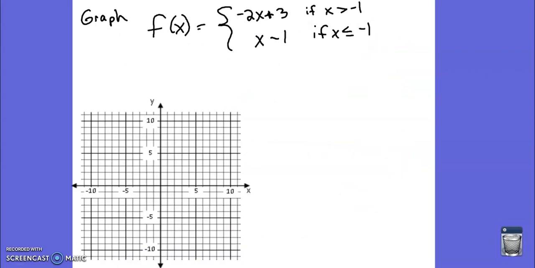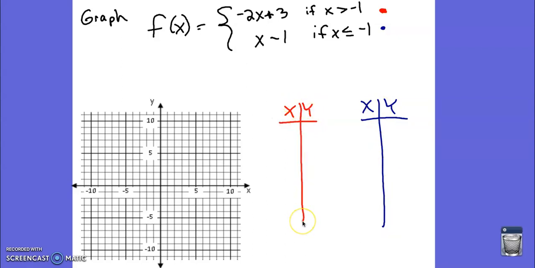All right, so if I actually had to graph this, notice what we want to do is, and I'll just assign this as my red, okay, and this is my blue. And so really what you want to do is create an XY chart for your blue, and then create an XY chart for your red. And notice the red is greater or equal to -1. So we're just going to put -1, 0, 1, 2, 3, whatever numbers we want to plug in that's greater than -1.